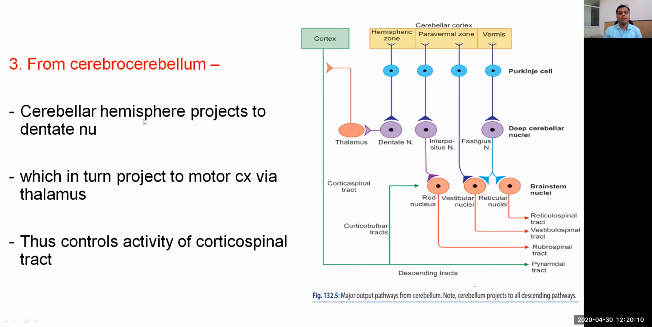From the cerebrocerebellum, the cerebellar hemisphere projects to the dentate nucleus. This is the dentate nucleus where the cerebrocerebellum is projecting, which in turn is projecting to the motor cortex via the thalamus. Thus, it controls the activity of this particular descending tract, that is, the pyramidal tract or the corticospinal tract.